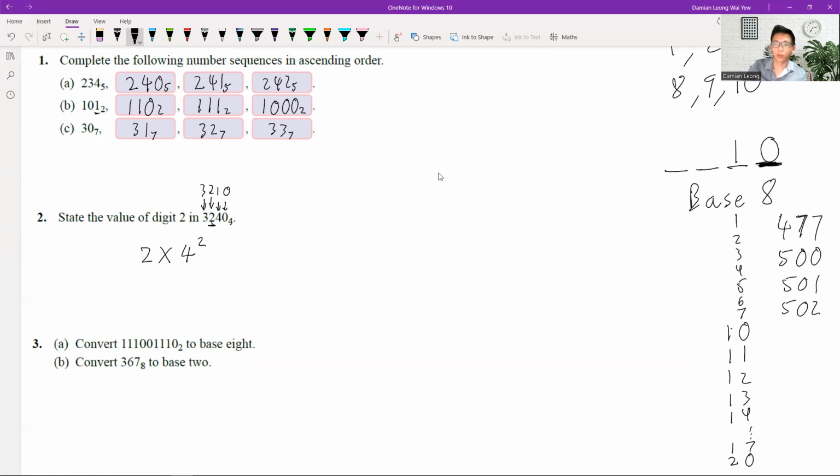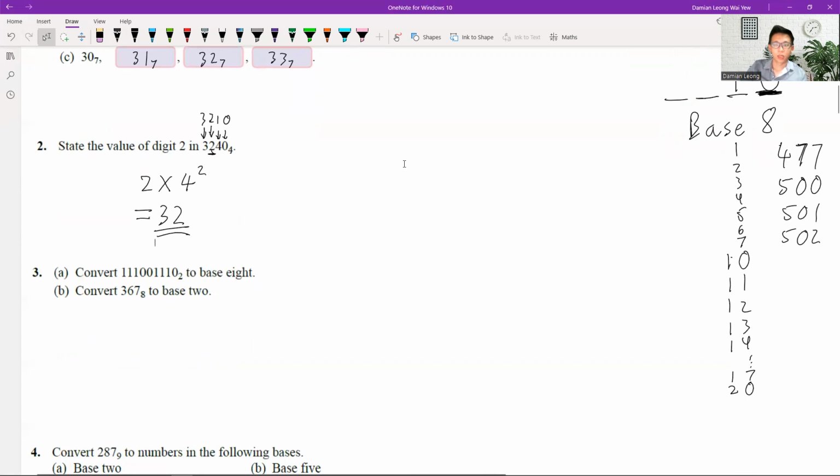So it's 2 times of 4 to the power of 2, 2 times 16, 32. Okay, it actually represents 32. That's for question 2. Now question 3. Convert 1110011110 in base 2 to base 8. And then this one convert to base 2.